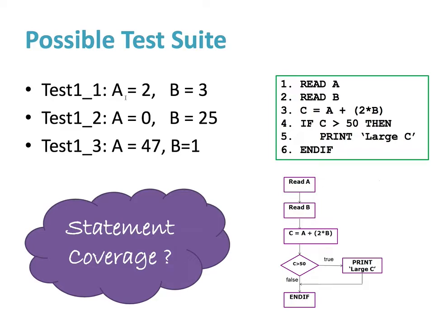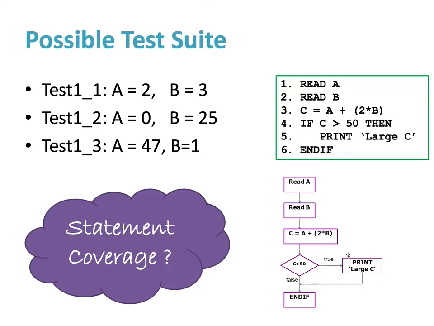So let's work this through. We've got test case 1, value of A is 2 and value of B is 3. So we enter 2 and 3, and we do our little formula. 2 times 3 is 6, plus 2 gives us 8. So C is equal to 8. Obviously C is not greater than 50, so we're doing the straight line down, we're returning false.